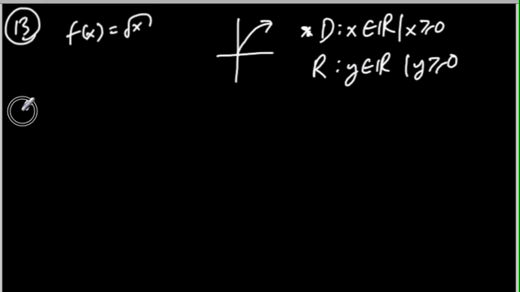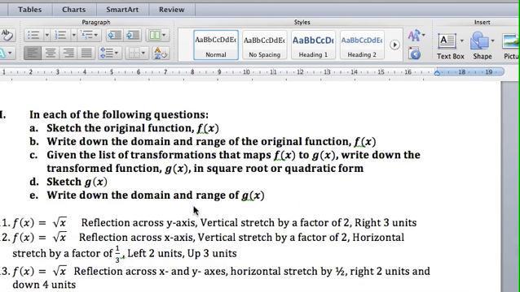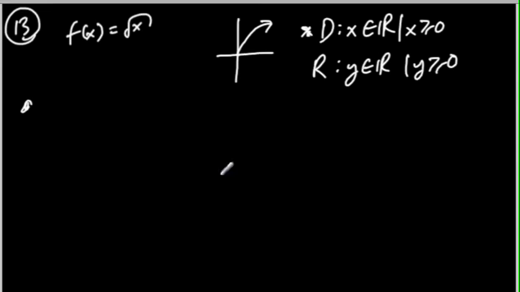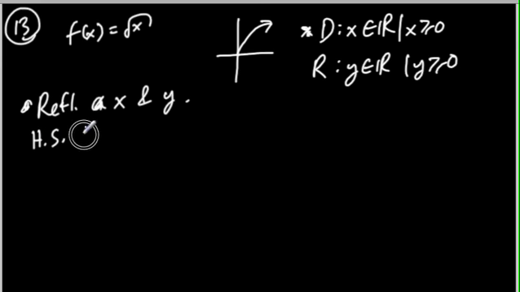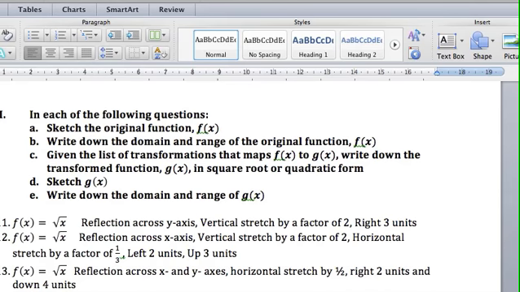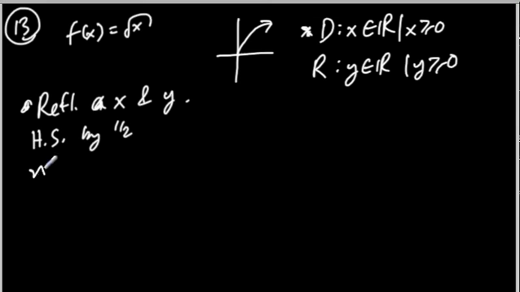Okay, so let's state the transformations again. It was reflection across x and y, horizontal stretch by half, right 2, down 4. Reflection x and y, horizontal stretch by half, right 2, down 4.